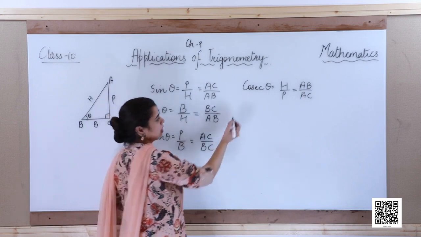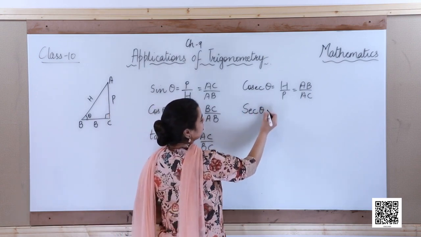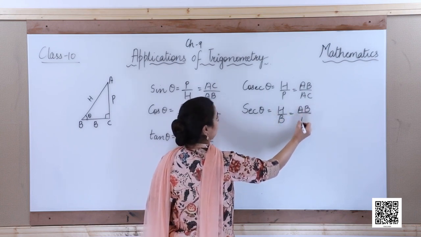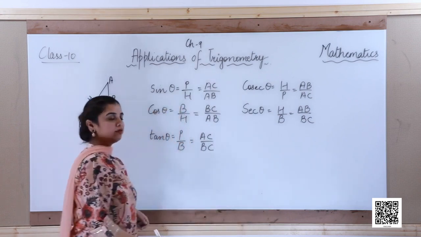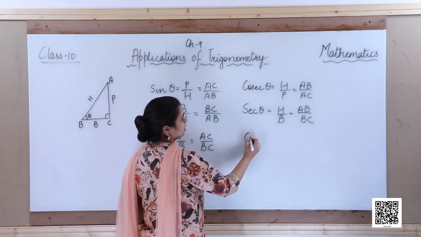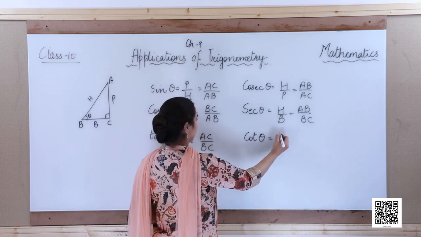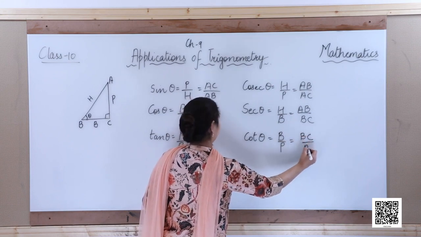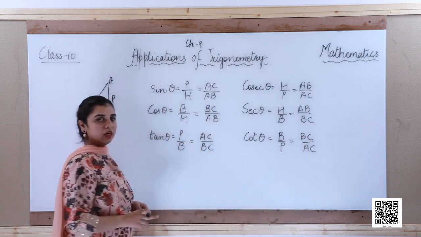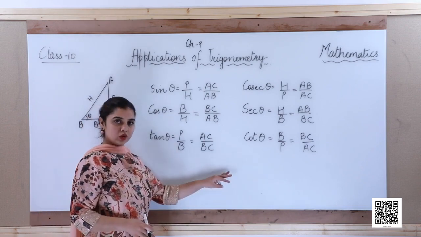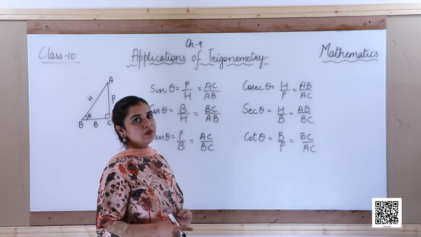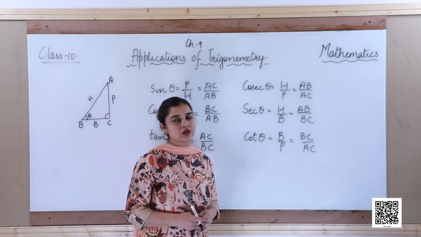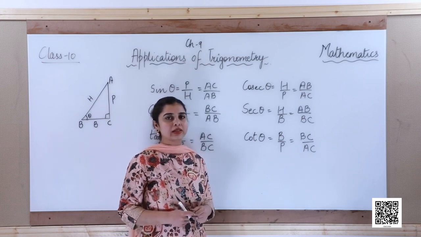Inverse of cos theta is secant theta, which is hypotenuse upon base, and you can write it as AB upon BC. Similarly, inverse of tan theta is cot theta or cotangent theta, which is defined as base upon perpendicular, and in this triangle for angle theta it is BC upon AC. So these are all the 6 trigonometric ratios that we studied in the last chapter, and we will be studying here also. Now children, you must be wondering where and how these T ratios are used in our daily life. Let us quickly discuss that.